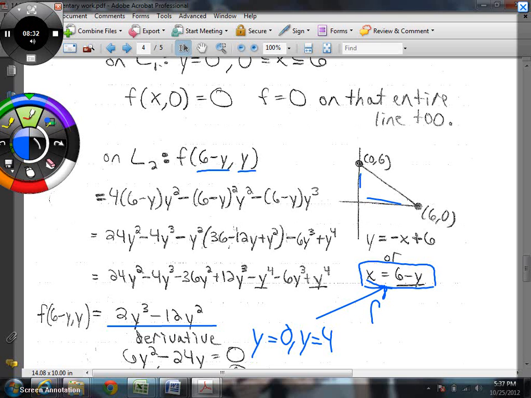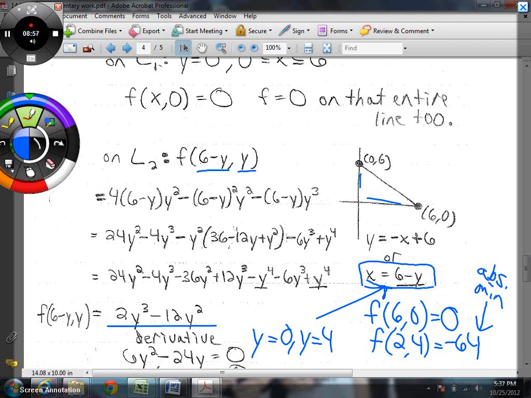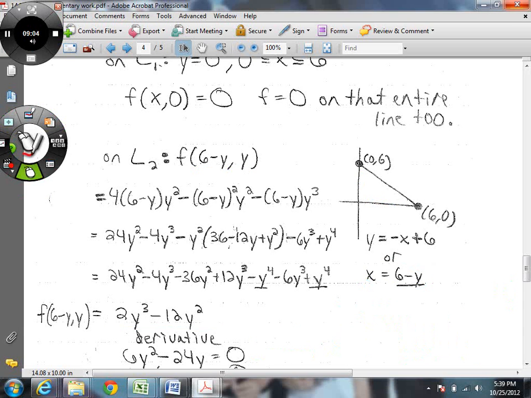So then we can check those out. We get f of (6, 0), which is 0, and we get f of (2, 4), which turns out to be -64. And so the absolute min, of course, is right here. And the absolute max was f of (1, 2), and that was the critical number we checked before. Remember that? So hopefully you remember that.